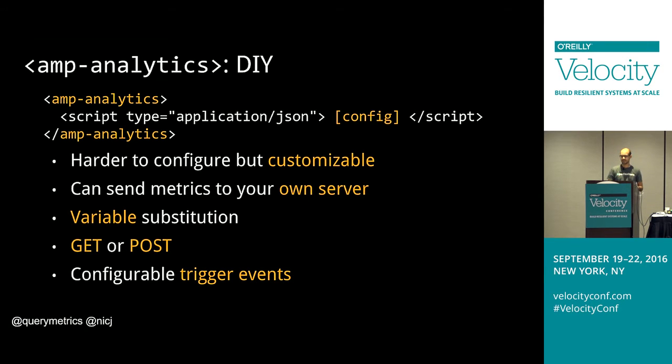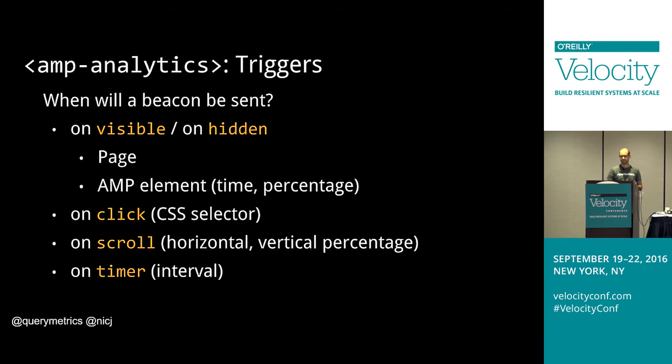And these are called trigger events. There's a lot of trigger events. The most notable is on page visible. You can also do it on page hidden, or you can do it on an AMP element when it becomes visible, either as a percentage of how much of the element is in the viewport or how much time the element has spent in the viewport. And this is really useful for advertising tracking. You can tell how much a user has seen of, or at least part of, the ad, and track it that way.